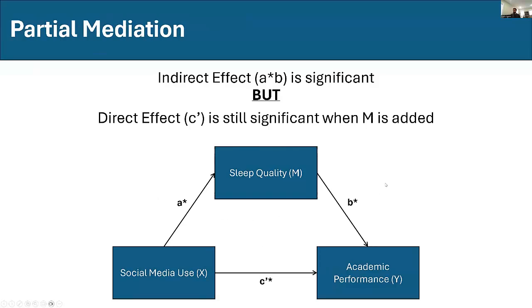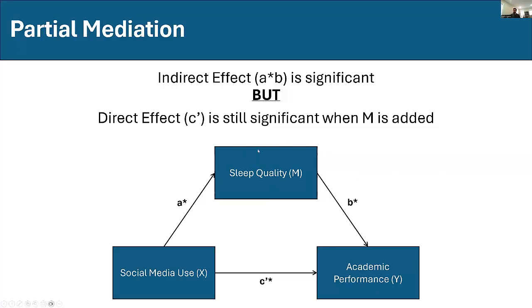And then conversely, if we have partial mediation, same deal, significant indirect effect, but the C prime stays significant when the mediator is added. So only part of the influence of social media on academic performance occurs through sleep quality. This could happen for a number of reasons. Of course, one of the things to think about when you have partial mediation is omitted variables that could be explaining this. Maybe there's a moderator here, or maybe there's some other variable.